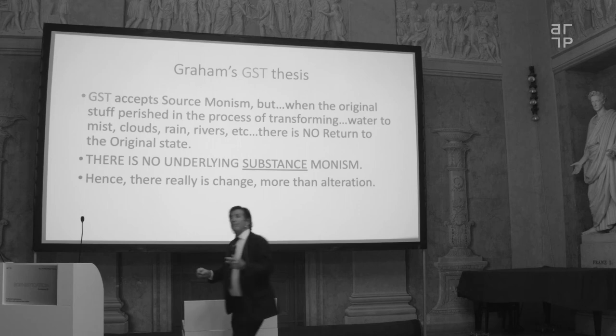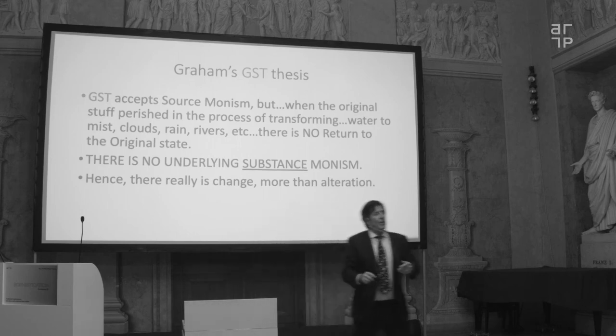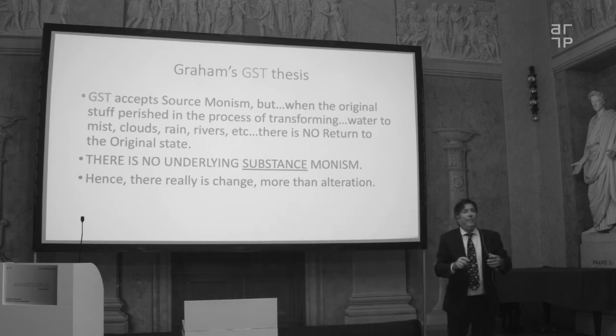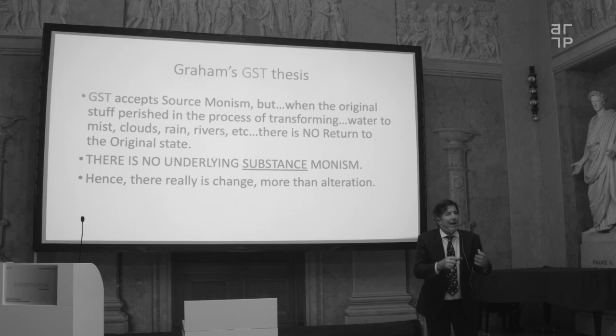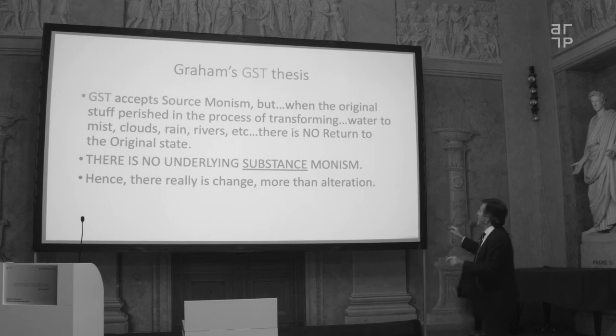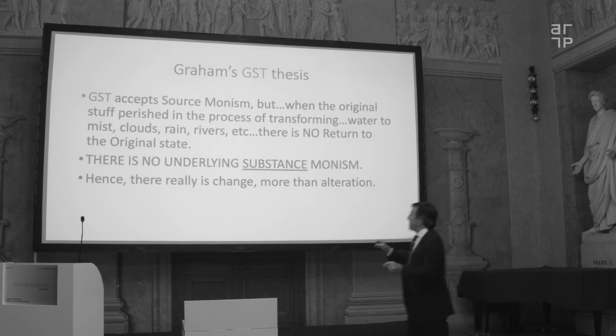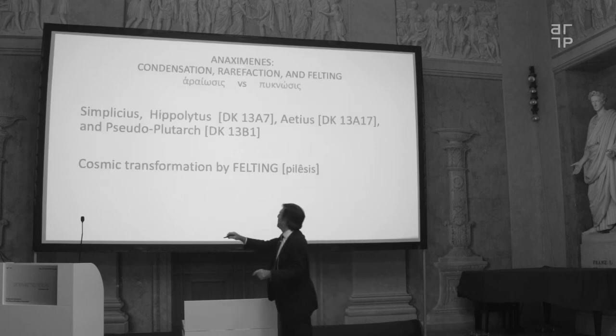Now, Graham's theory is this. They were source monists. You begin with water or air, that state. And with each successive state, the original perishes, and there's no return to the original state upon dissolution. So that means the thesis is that there is no underlying substrate, there is no underlying substance monism, and hence there really is change more than just alteration.